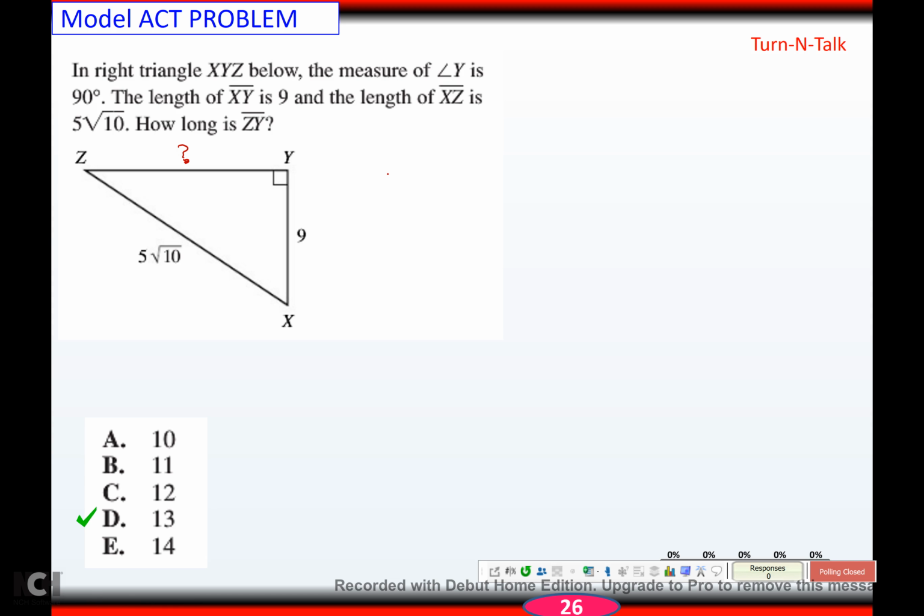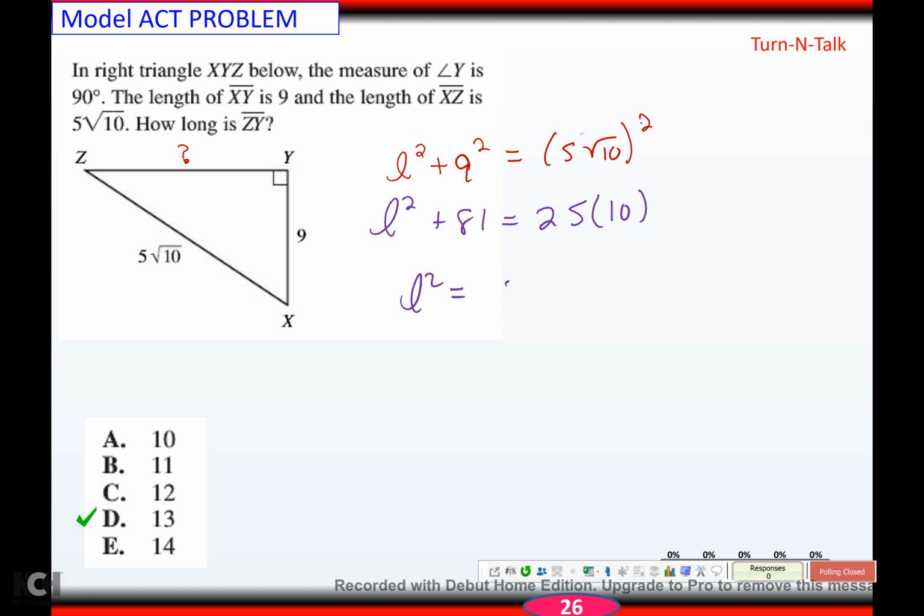Well, it's the Pythagorean theorem. So leg squared plus the other leg squared has to equal my hypotenuse squared. Well, when you square 9, you get 81. When you square a radical, you've got to square the coefficient and the radical piece. So the square of 5 is 25, and the square of the square root of 10 is 10. So I'm going to have leg squared equals 250 take away 81, which gives my leg squared equal to 169. Square root, and you get the leg equal to 13.